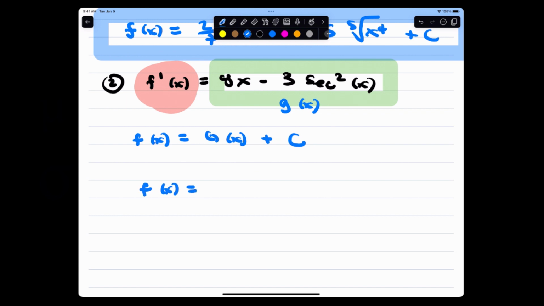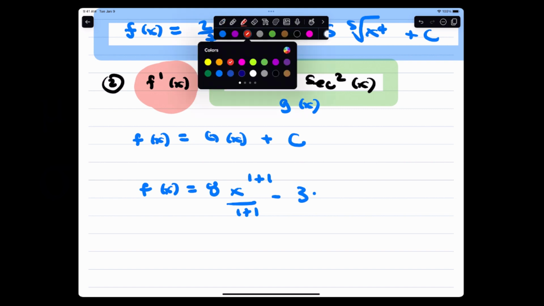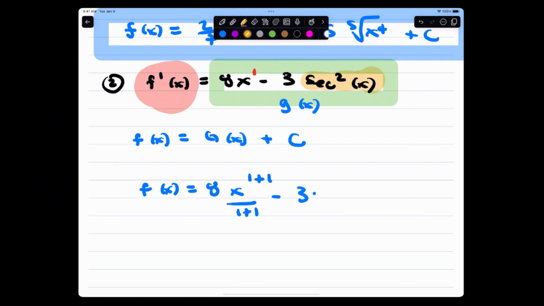Now, how do you find that first one? Do you remember? This is x to the first power, right? So keep your constant and use the power rule, minus 3, and then tell me what's the antiderivative of secant squared? Isn't it just tangent? So you're going to have to memorize that. Is that right? And then add your c. This will be your solution.